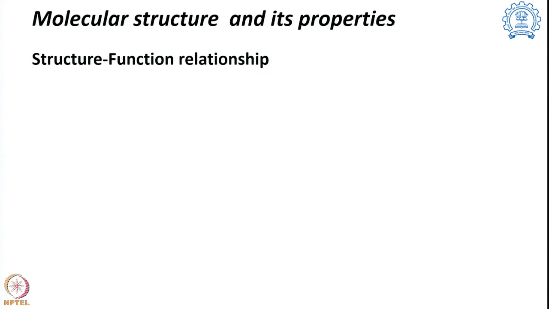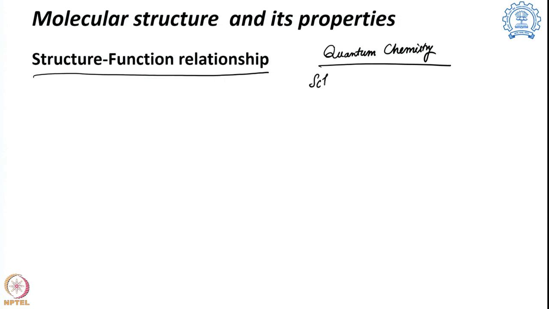Now we have to connect molecular structure and chirality with certain properties by which we can differentiate a chiral molecule. Before jumping into that, let us see how molecular structure and its properties are connected. For that, we are looking into the structure-function relationship. To understand how the structure of a molecule controls its properties, we are going to take a little bit of help from quantum chemistry. In quantum chemistry, various equations come to our mind, but one of the most important is the Schrodinger equation.